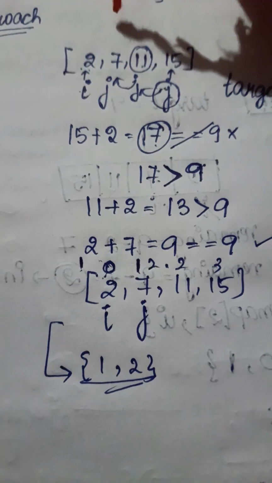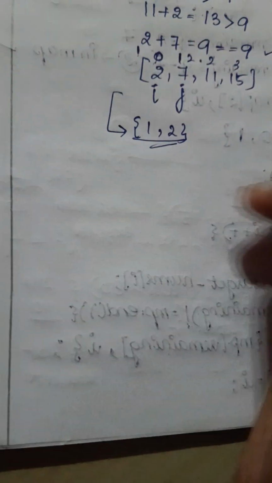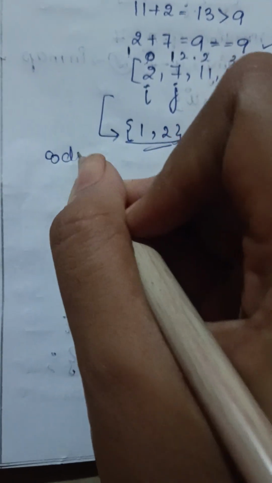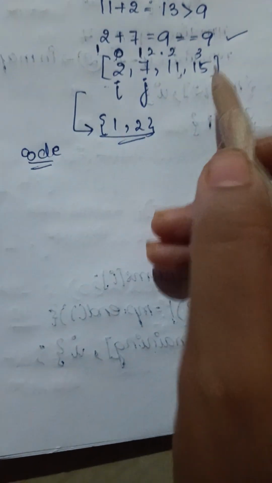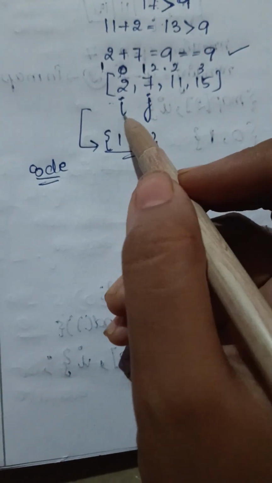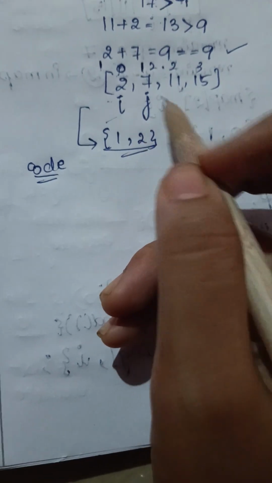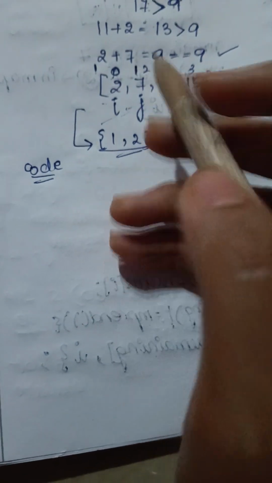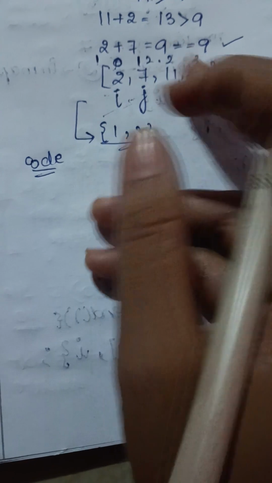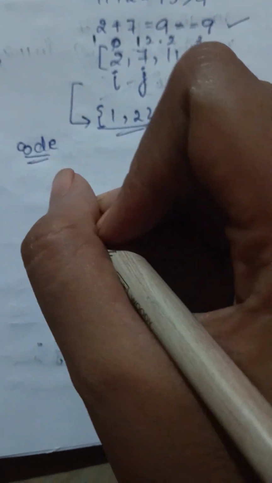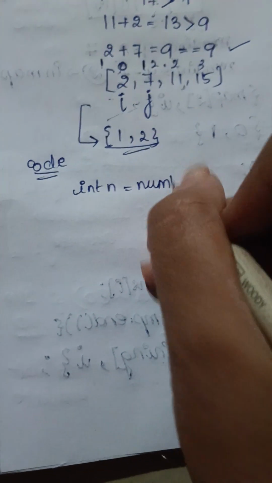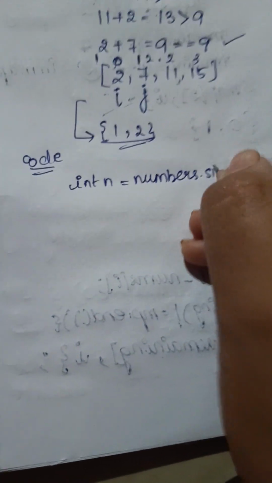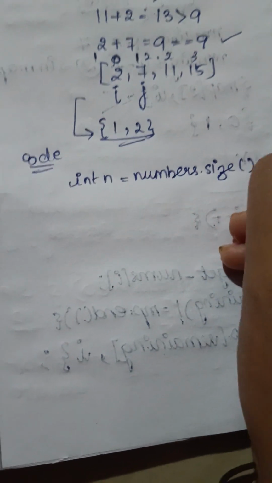So let's see the coding part of this question. I'm taking an array, and we are using i and j pointers. First we have to initialize the i and j pointers. First I'm getting the array size, so let me take int n is equal to numbers dot size. I'm just getting the size.